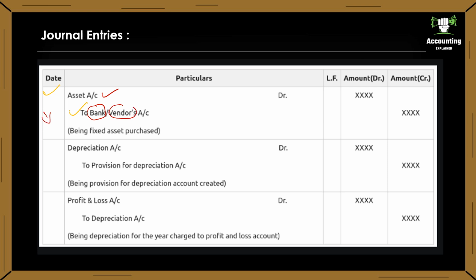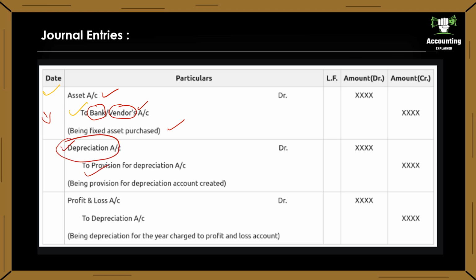If you are going to buy on credit, your liability increases. That is why vendor or your creditor is credited. Okay, being fixed asset purchase is the narration. Next entry for charging depreciation. For charging depreciation, the entry is depreciation account debit to provision for depreciation.